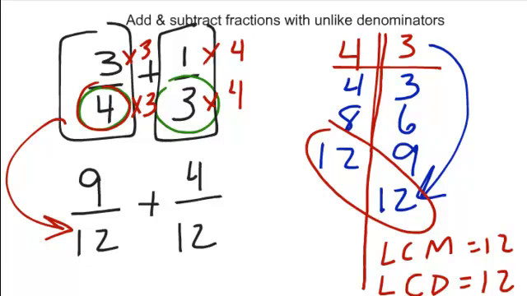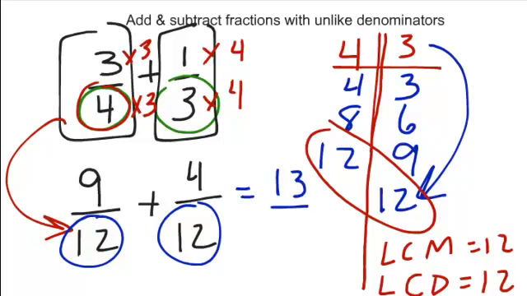Now I can add these two fractions because I have a common denominator amongst the two fractions. And the answer to this will be 9 plus 4, which will give me 13. And then the denominator stays the same. The only issue with this fraction right here, even though it's our answer, is that it is not in simplest form. So now I'm going to help you put that fraction in simplest form.